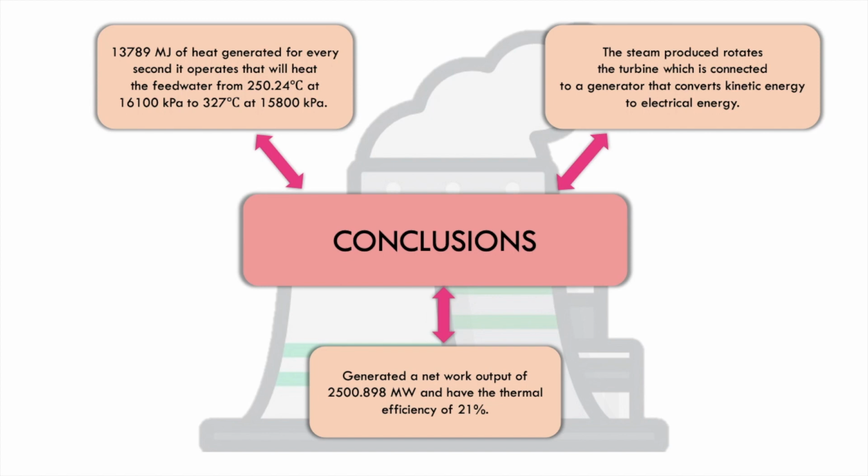This power plant has a net working output of 2,500.898 MW and a thermal efficiency of 21%.